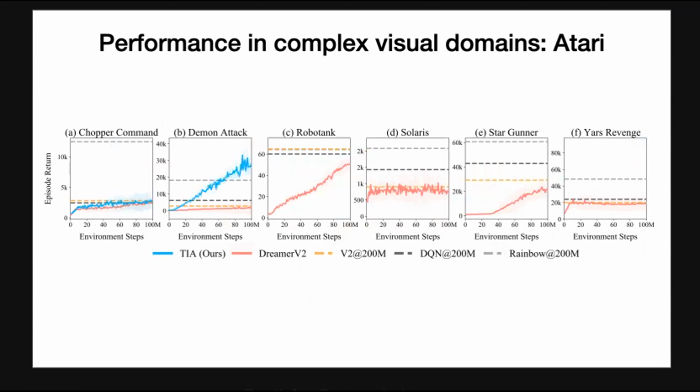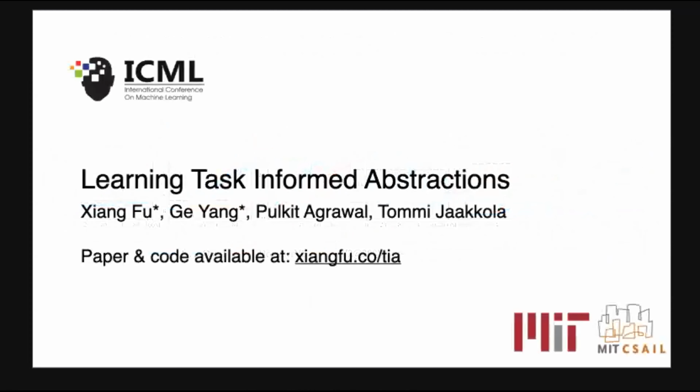In conclusion, task-informed abstraction enables model-based reinforcement learning in complex visual domains through a two-stream disentanglement scheme. Task-informed abstraction reduces to Dreamer when the distractor model captures no information, and improves the performance when the irrelevant information is removed by the distractor model. The paper, code, and video can be found at the project website.